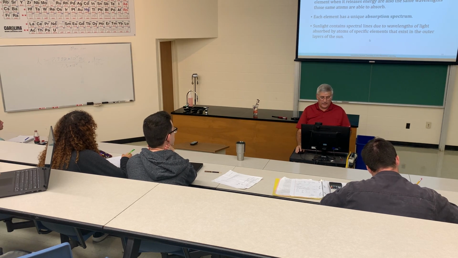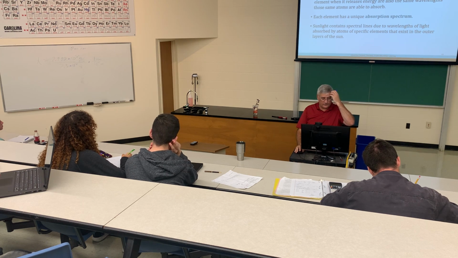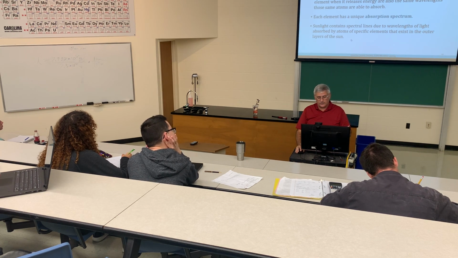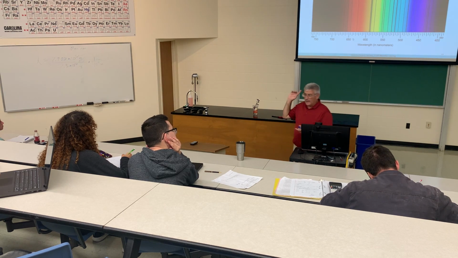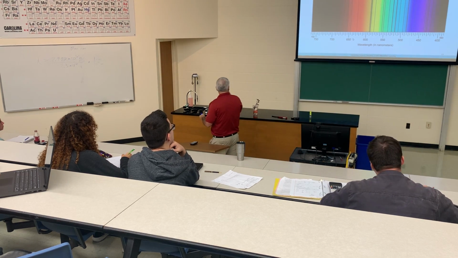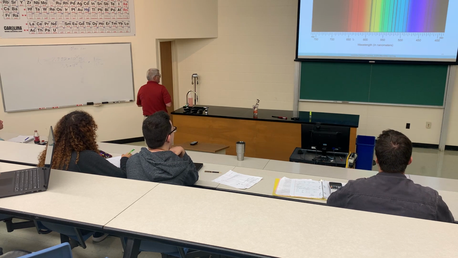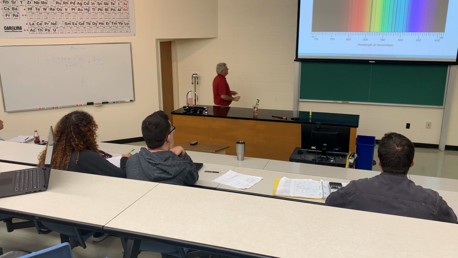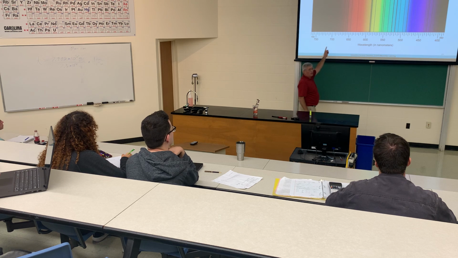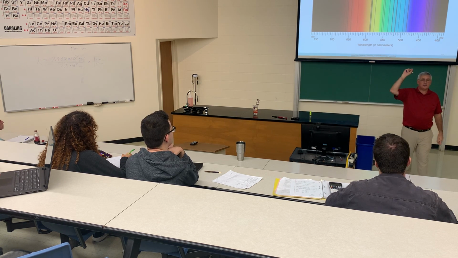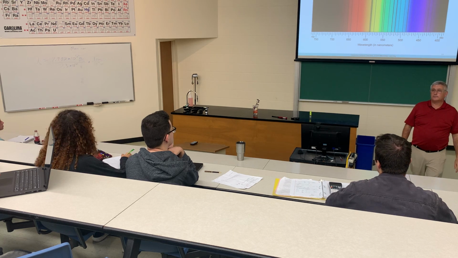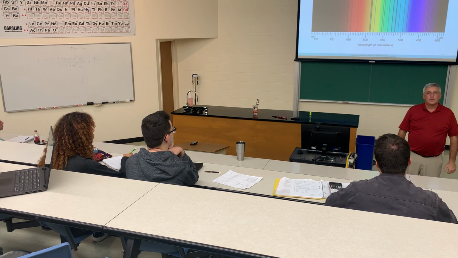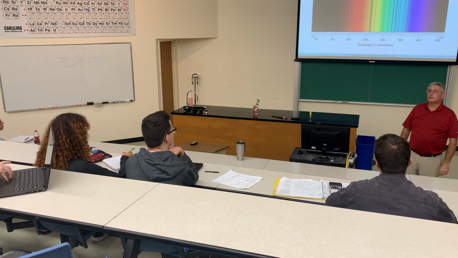Now, sunlight, right, contains spectral lines due to the wavelengths of light absorbed by atoms of specific elements that exist in the outer layer of the sun. So those lines are shown up here, and those spectral lines are due to the elements that are found in the sun. Does anybody know what element was discovered in the sun from these spectral lines before it was known here on Earth? Helium.